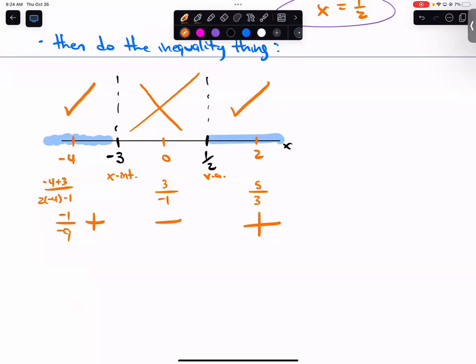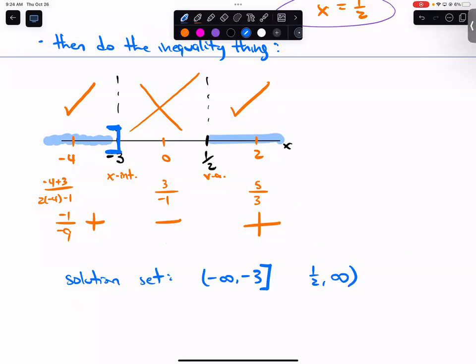Okay, so what's the answer then? -infinity to -3, 1/2 to infinity. What about the endpoints? Think about them one at a time. What happens at -3? If I plug in -3 and I get 0, is 0 greater than or equal to 0? Yes. So -3 should be included, with a bracket.